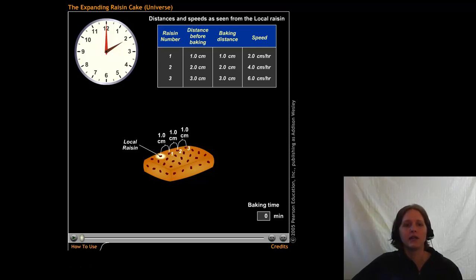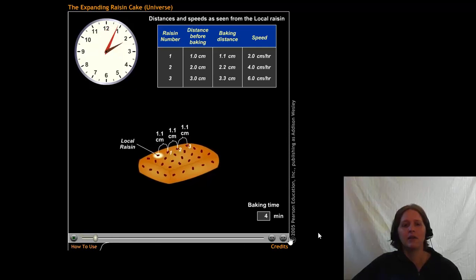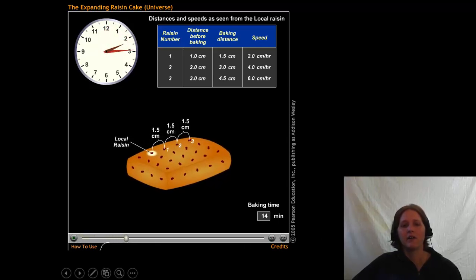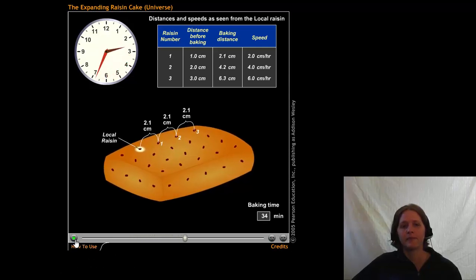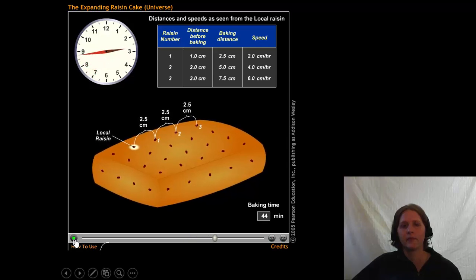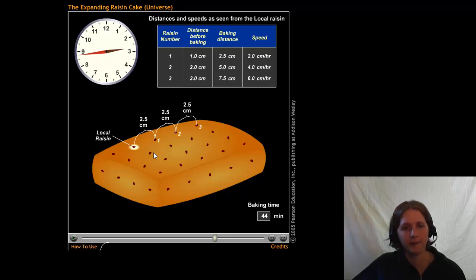And so as time goes on, the galaxies get further and further away. So here we are in the local raisin. And if we look out, we see all of the other raisins moving away from us because the baking bread is pushing them away. And there's more bread between the local raisin and raisin 3, so that raisin will get pushed away from us faster. The more distant the raisin, the faster it moves away.